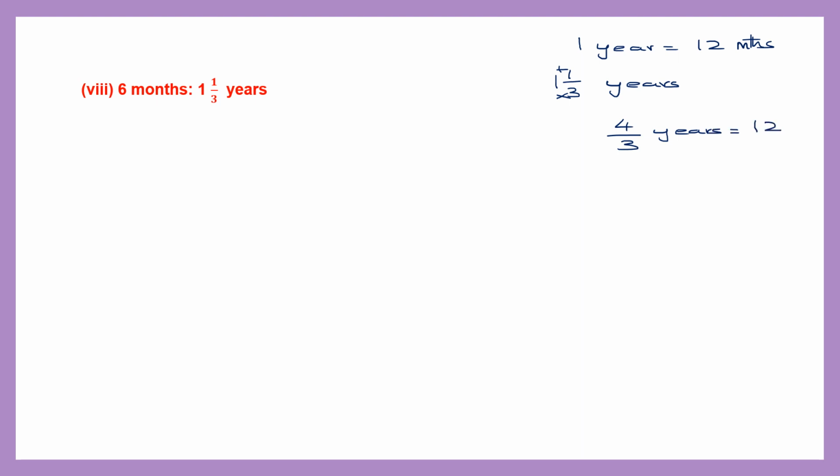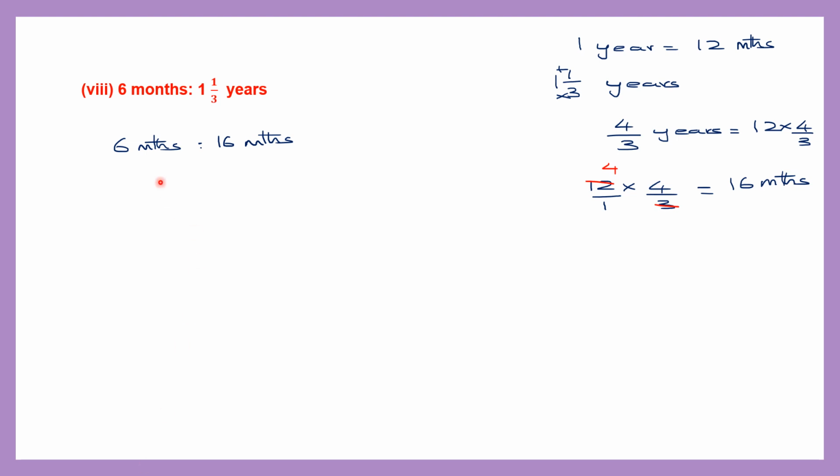So in 4 by 3 it will be 12 into 4 by 3. So let's multiply 12 into 4 by 3. So this becomes 1. Now here we can cancel. 3 fours are 12. Now 4 fours are 16. So that means in 1 by 3 years, we have 16 months. So here now we can write it as 6 months is to 16 months. We have converted 1 by 3 years to months.